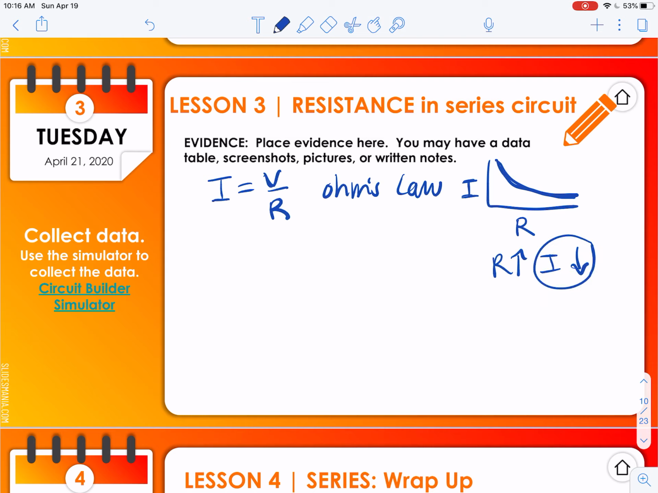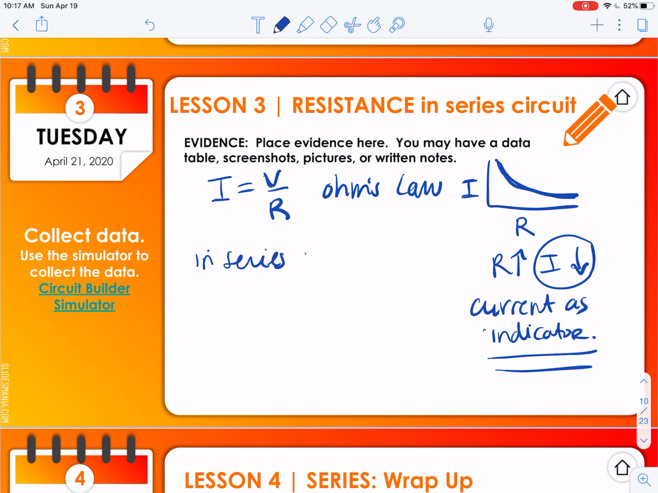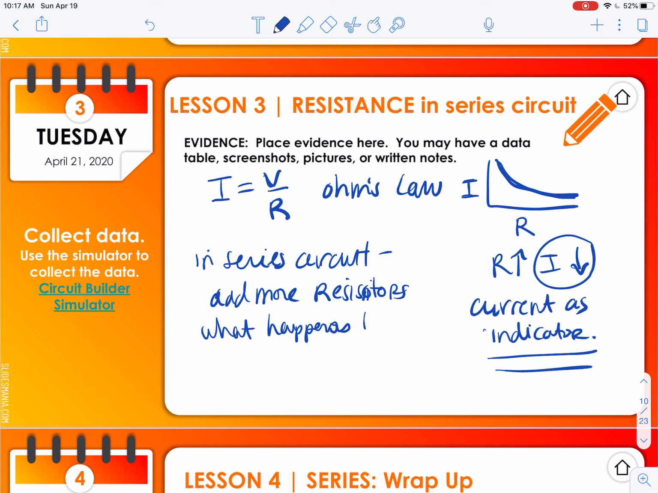So we can use the current as an indicator of what's happening to the resistance, because we can't measure the resistance directly in this simulation, okay? So we have to kind of use the current as an indicator. So really what we want to measure is the current, and then infer what happens to the resistance, okay? So in the series circuit, okay, when you add more resistors, what happens to the current? That's what we're really looking at.